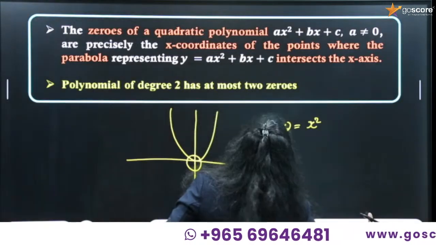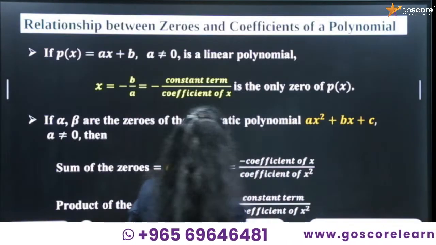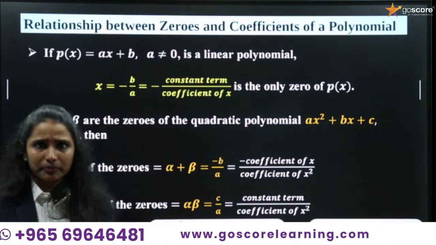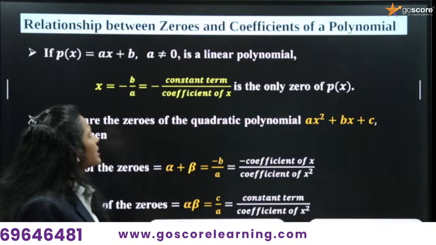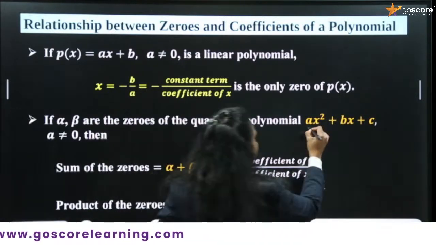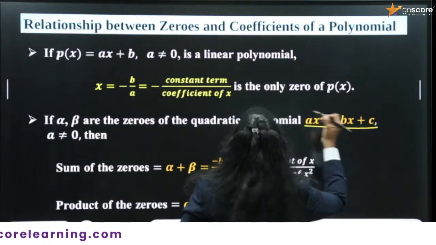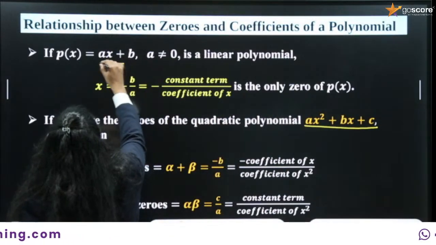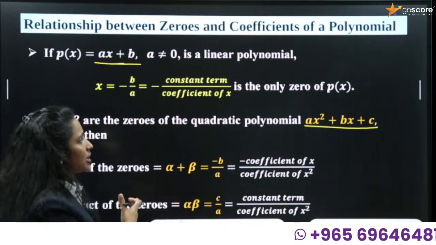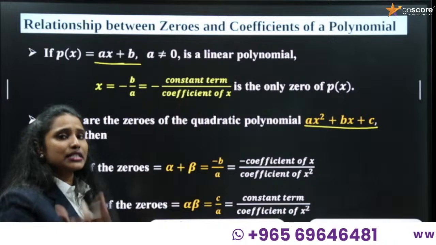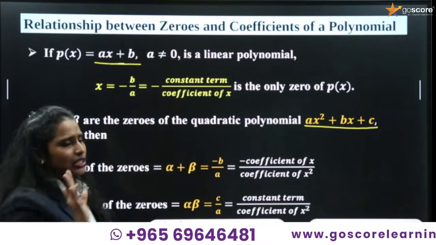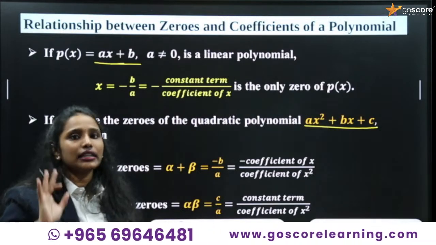Now the next thing, the relationship between zeros and coefficients of a polynomial. The relationship between zeros and coefficients means we can express it in a standard form. The linear polynomial ax plus b, or the quadratic polynomial ax square plus bx plus c, is the standard form of the linear and quadratic polynomial.